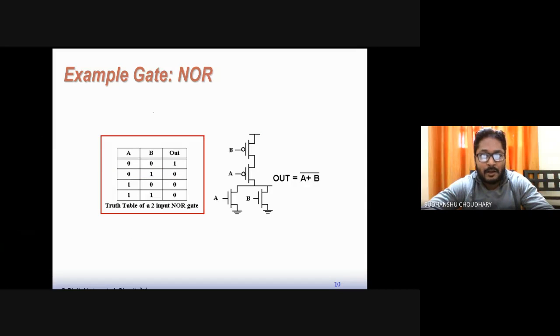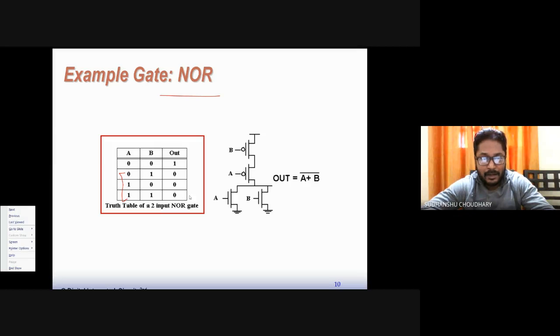So similarly, a NOR gate can be implemented again by using two-input NOR gate, so two NMOSes and two PMOSes, and the truth table can again be verified here. So when any of the inputs are 1 or both are 1, the output is always 0.